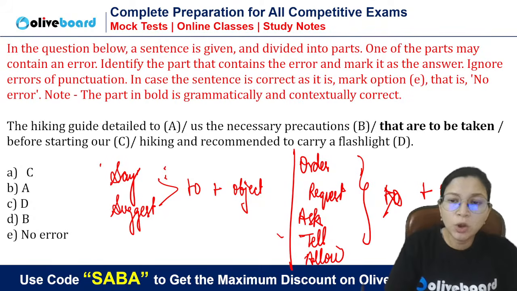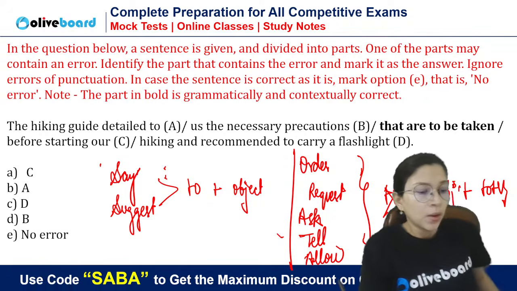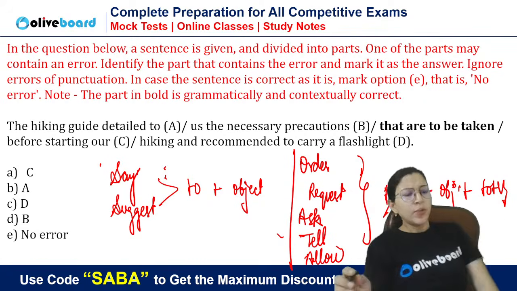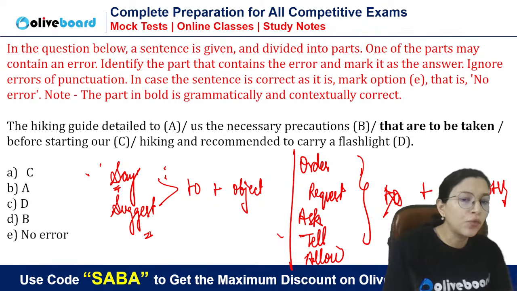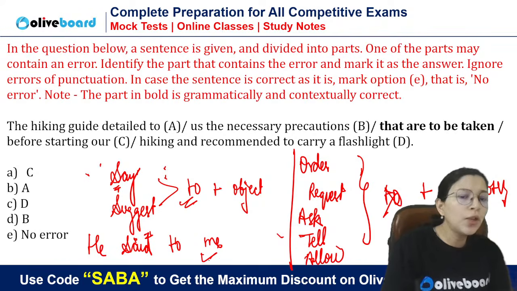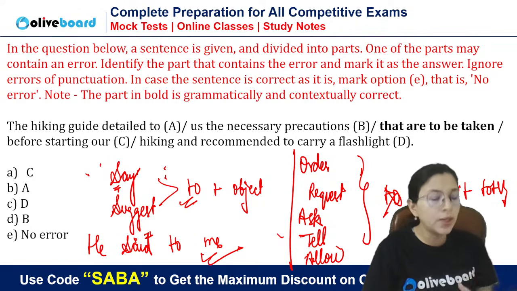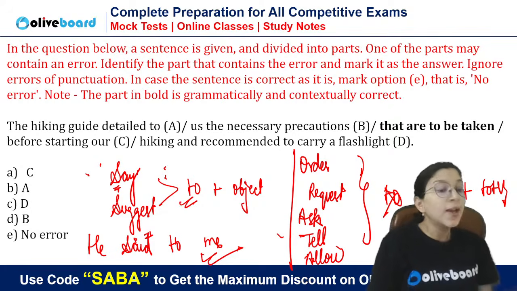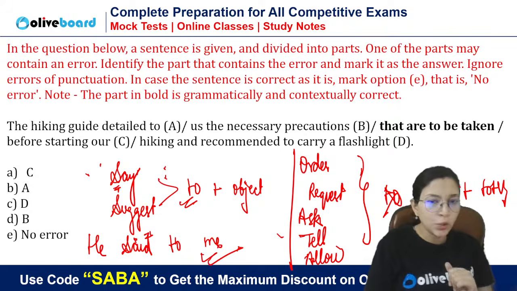See, these are the small rules that you people should focus on. Okay, now listen to me. Detailed is correct. Listen carefully. When we have say or suggest, we use to plus object. Like he said me or he said to me? You will use to. He said to me, he said to you, he said to us, he suggested to me, he suggested to them. So say and suggest will take to.